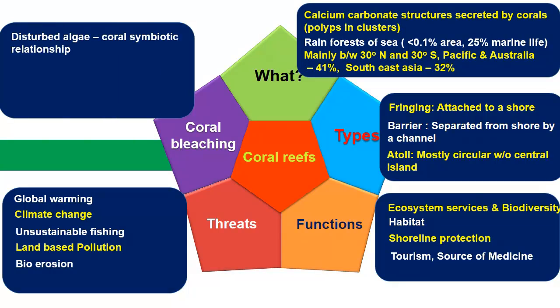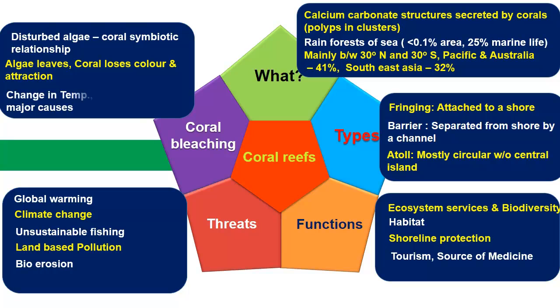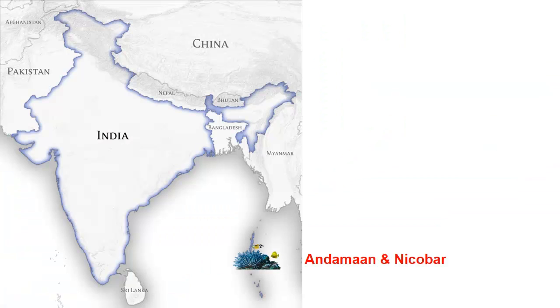What is coral bleaching? Disturbed algae-coral relation. Coral and algae have a symbiotic relationship, that is mutual positive. Then if it gets disturbed, algae leaves, then coral loses color and attraction will be lost. So the main reasons are change in temperature and sea salinity. These are major causes. Important coral reefs, where are they?